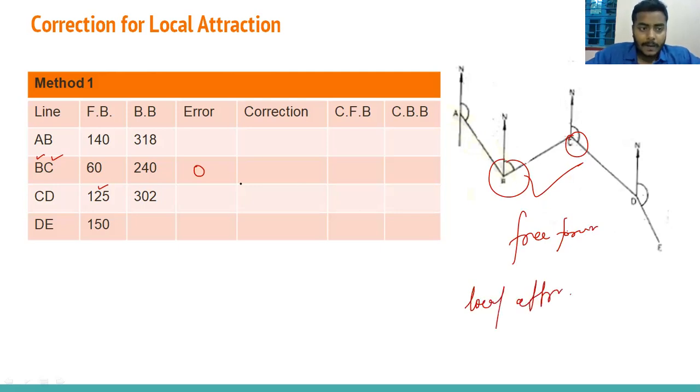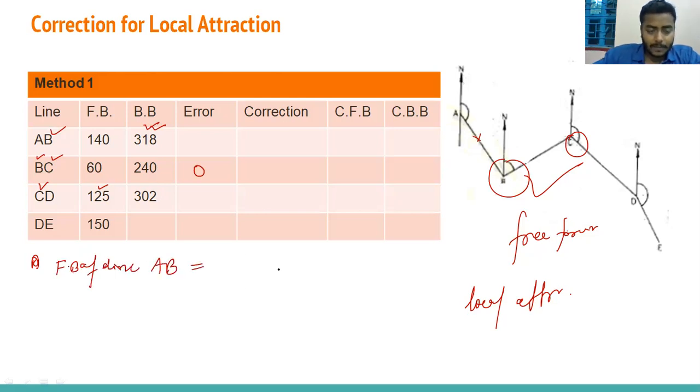Okay, so back bearing of AB means this is the progressive line A to B, but back bearing means we have taken that reading from B towards A. This will be the correct one, right? Because the B station is free from the local attraction. So the back bearing is given for the line AB, back bearing is given 318 degree. So now we can calculate the fore bearing of line AB.